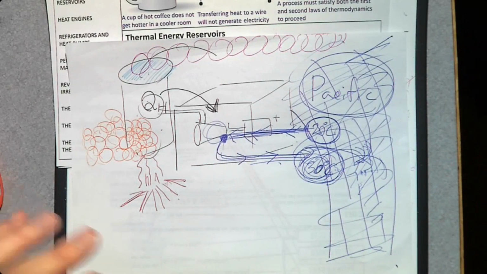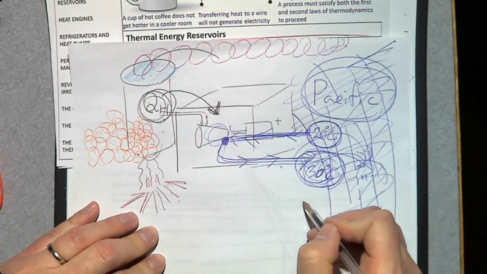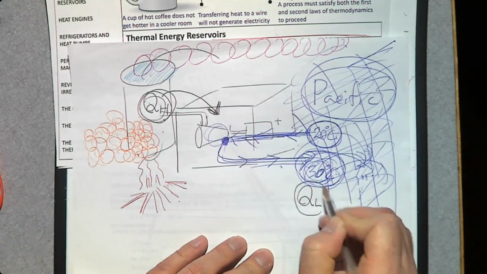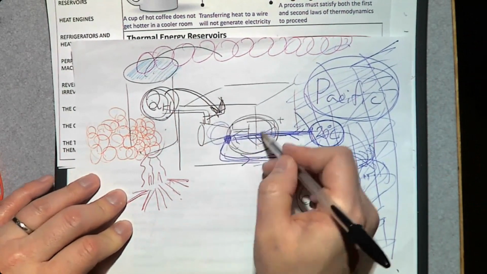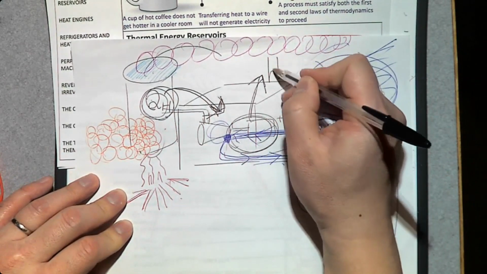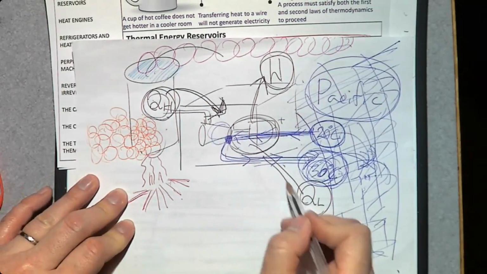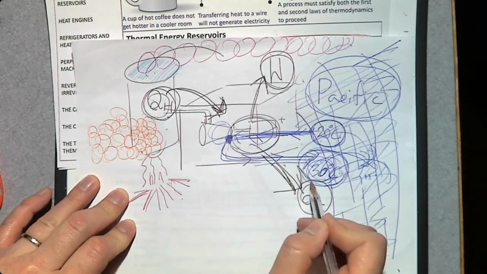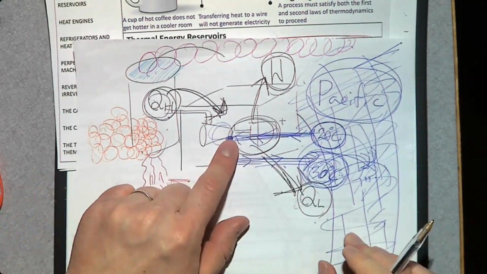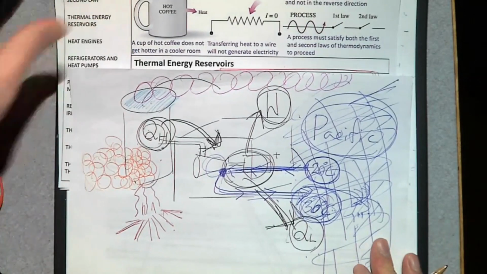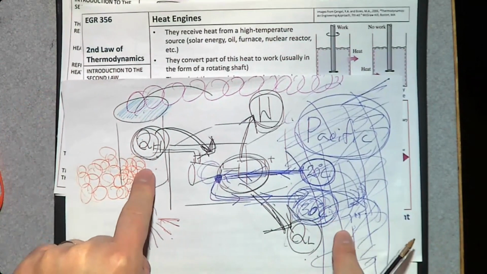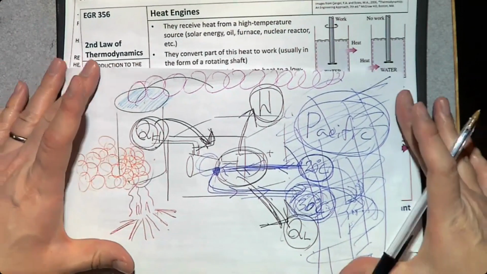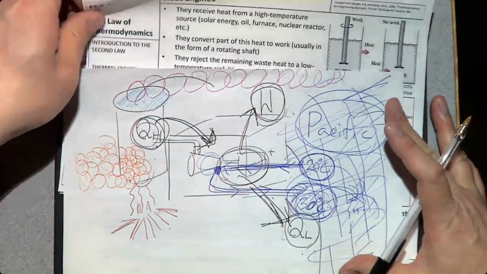So there are two temperature points. One is at high temperature, QH. The other one is at low temperature, QL. So we are absorbing high temperature heat, producing power, producing work, W, and releasing waste heat into this ocean. This is what is called a heat engine. It consists of two thermal energy reservoirs. So this is an example of a heat engine.